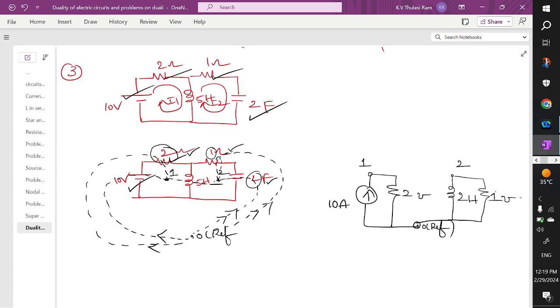So between 1 and 2, you have an inductor. The dual of an inductor is nothing but a capacitor. And what is the value of inductance given? 5. And here it will be 5 farad. So this is how we are going to construct the dual network for a given problem. So this is how to understand the concept. Let us solve one more problem which makes things more clear.